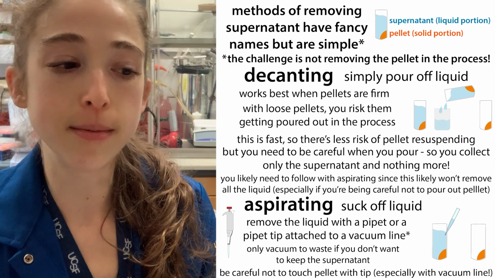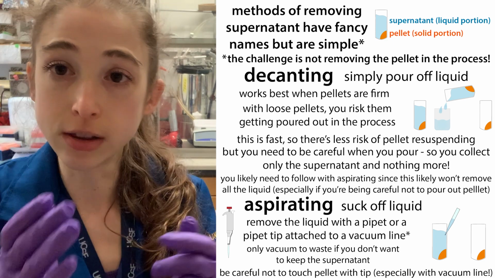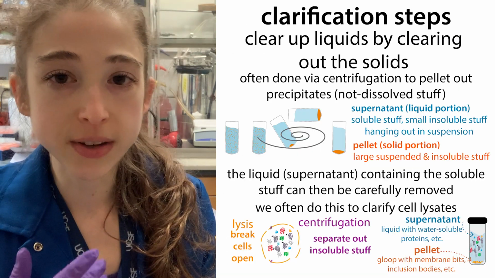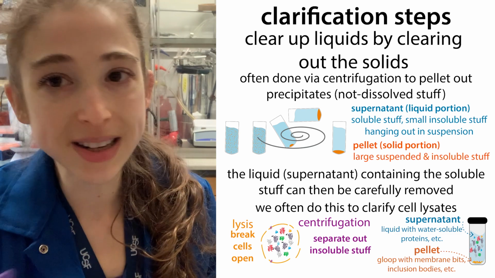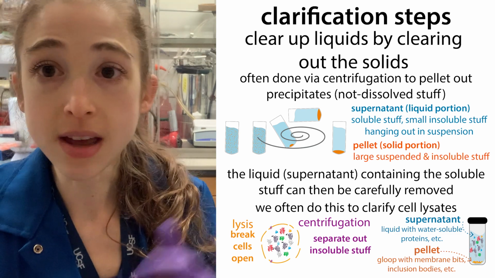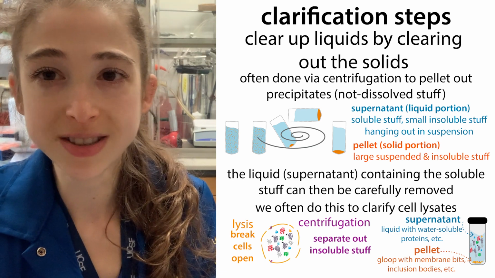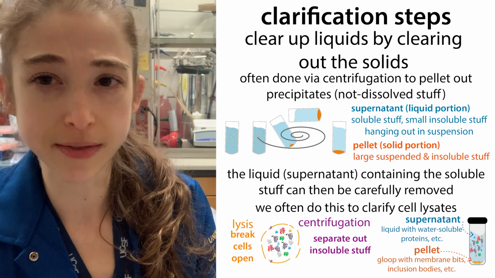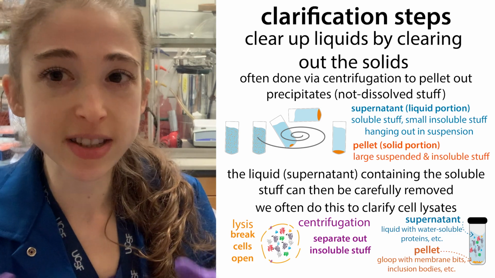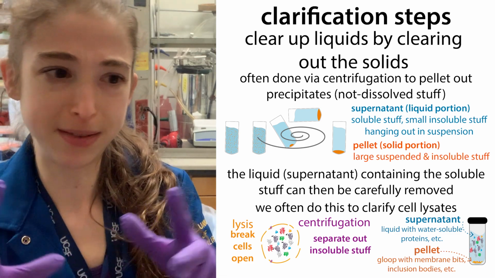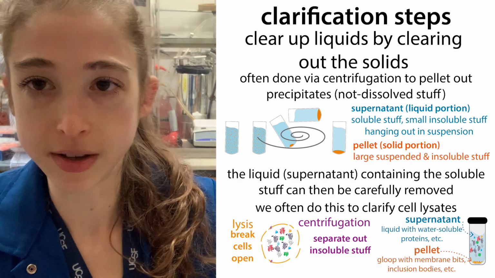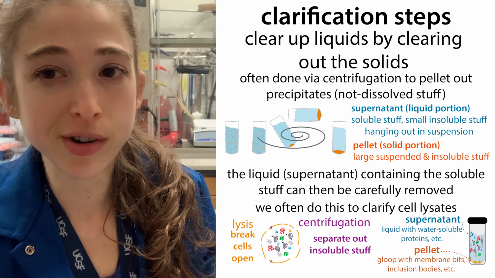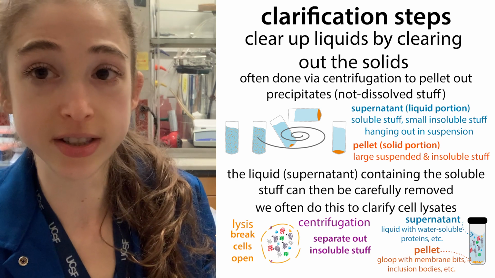So work quickly, and be careful, especially if it's a loose pellet, that you're not pouring some of that pellet back in. The nice thing about clarification is if it resuspends, just spin it again, and then you can do whatever you want to do. Some other kinds of clarification involve things like filtration. Different industries, like I said, might have fancier ways of doing things if you're working in big batches. But typically, in our day-to-day lab work, we're doing these clarifications with some sort of centrifugation step.